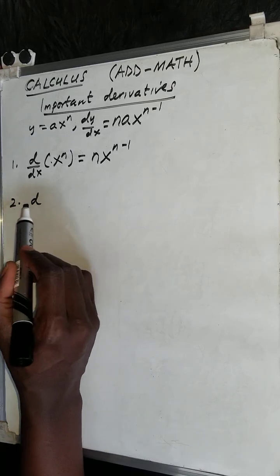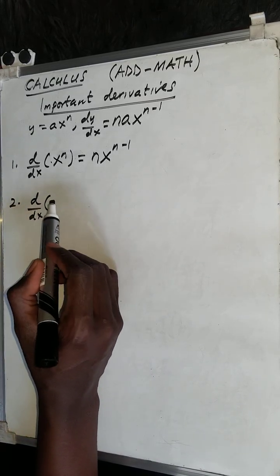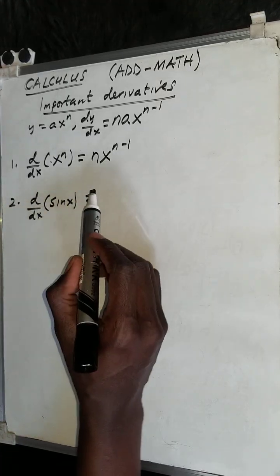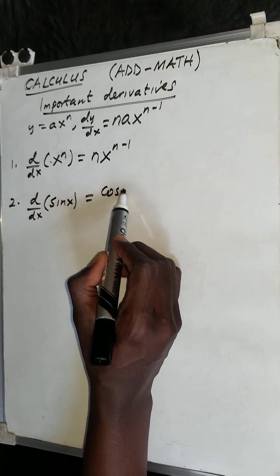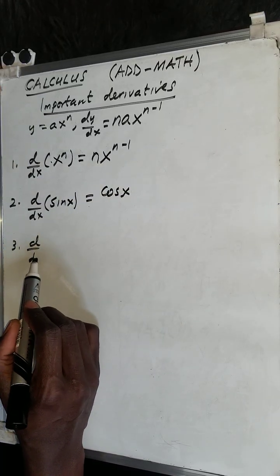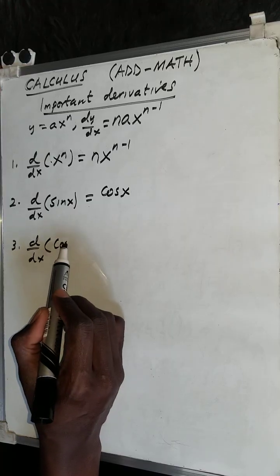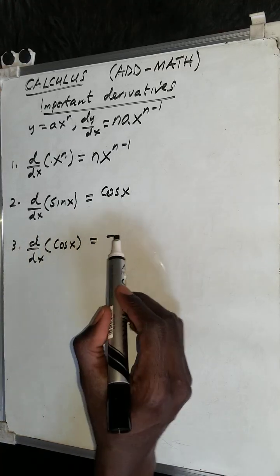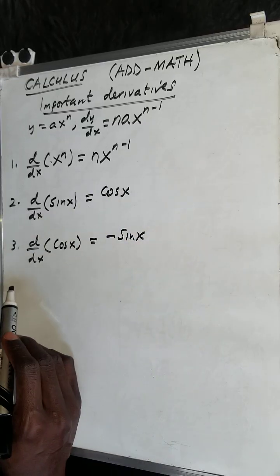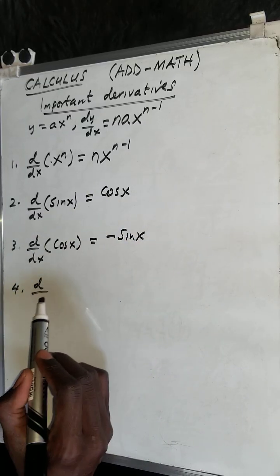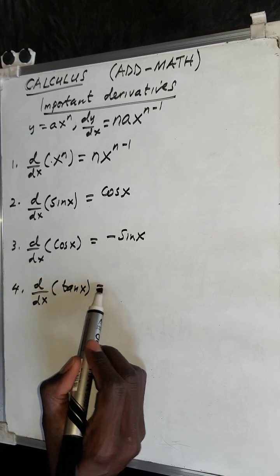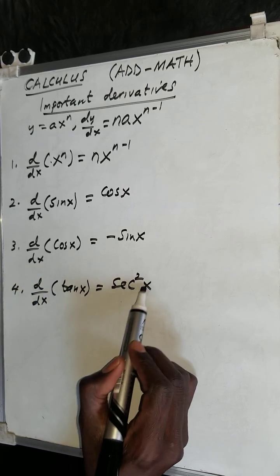The second one that you need to remember: if you're finding the derivative of sine x, it gives us cos x. So that is what you need to remember. Then if you're finding the derivative of cos x, it will give you negative of sine x. So these are things you need to remember. Then if you're finding the derivative of tan x, this is going to give you sec squared x.